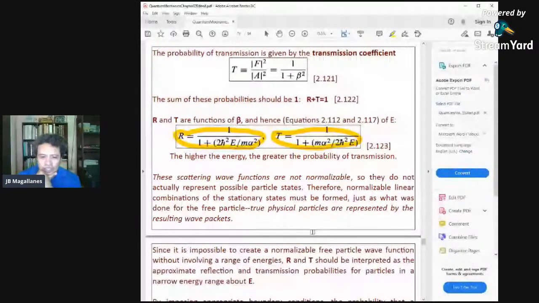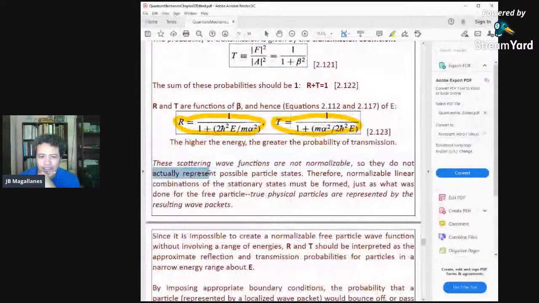So there's a note here for scattering. These scattering wave functions are not normalizable, so they do not actually represent possible particle states. Therefore, normalizable linear combinations of the stationary states must be formed, just as was done for the free particle.